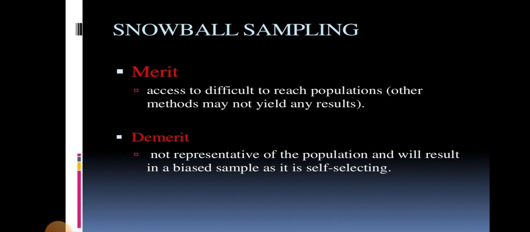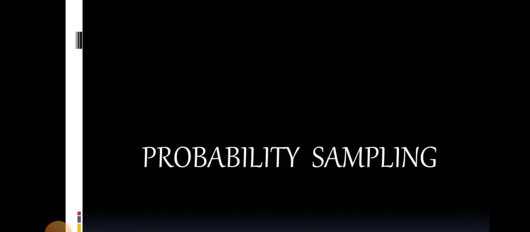And demerits are what? It is not representative of the population and will result in a biased sample as it is self-selecting. So here we cannot find out whether it is a good representative of the population or not, and it can also be self-selecting. Okay, so these are the merits and demerits. Hope snowball sampling is clear to you all.